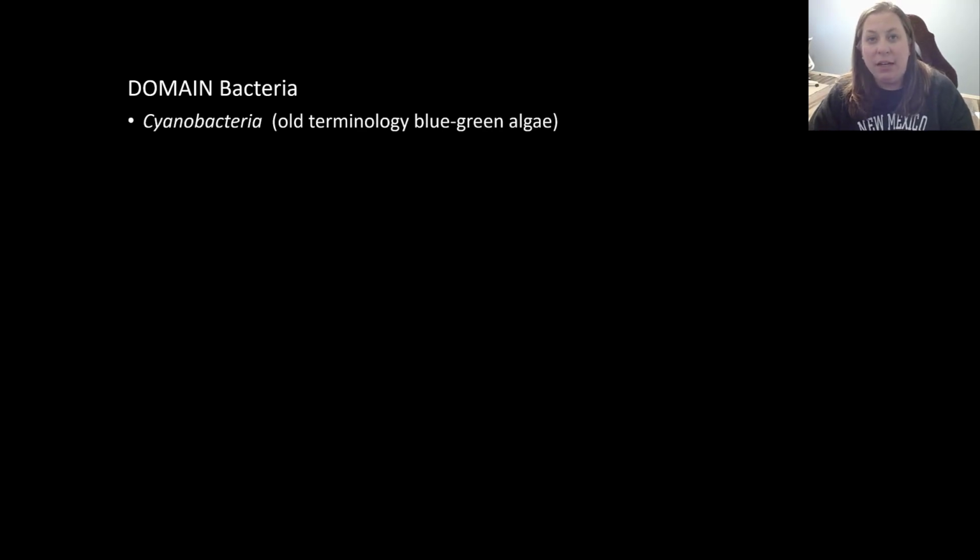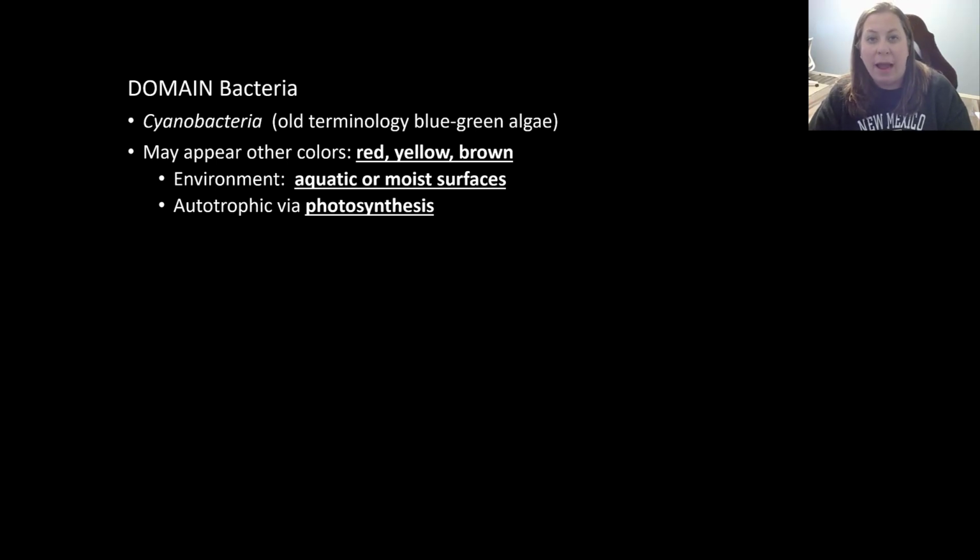The next thing we want to look at in the domain bacteria is that there are some groups that were misnamed as algae. In this area, there's cyanobacteria, which used to be called blue-green algae, but it's not an algae, it's a bacteria. This doesn't mean that it always appears blue or green. It can also appear red, yellow, or brown. These are found in aquatic areas or very moist surfaces. They need water, so they can't be in dry areas like other bacteria could be. These require water.